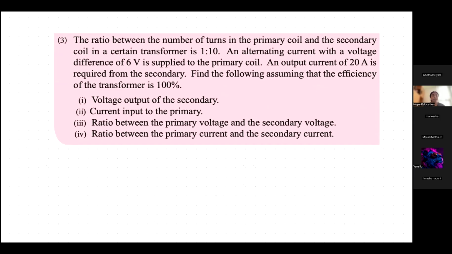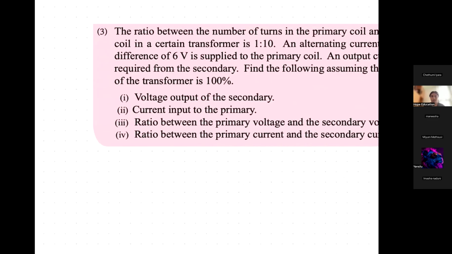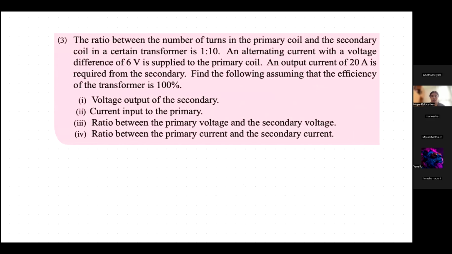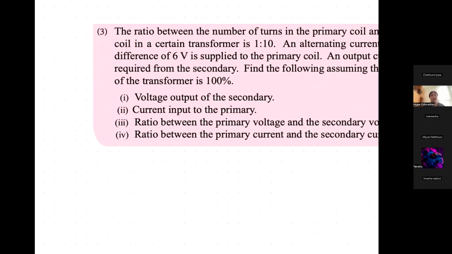We'll see the ratio between the number of turns done. Have you all finished? We are just discussing an exercise, a question from the exercise in the magnetism lesson. We finished the lesson.